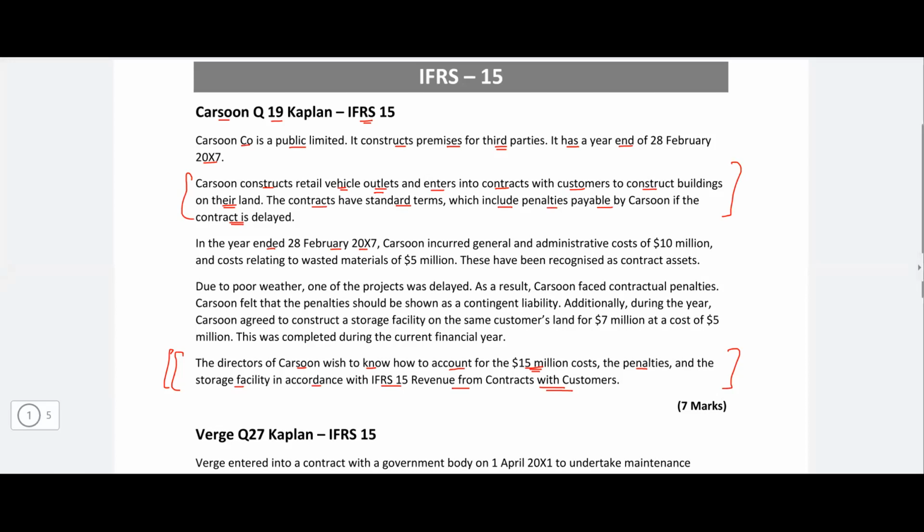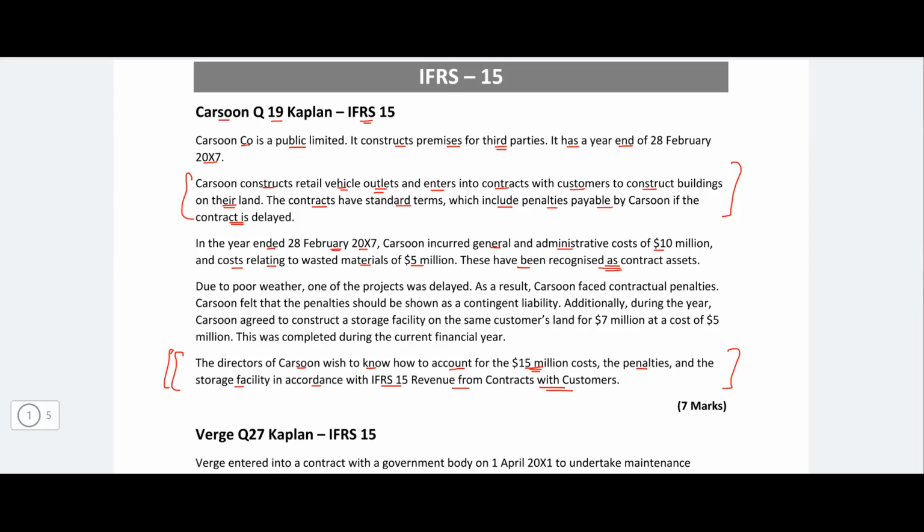In the year ended 28th February 20X7, Carsoon incurred general and administrative costs of 10 million, and costs relating to wasted materials of 5 million. The general and administrative costs have been recognized as a contract asset. Now, there was a slide within your IFRS 15 where we discussed which costs to be capitalized and which costs to be expensed out, or not capitalized.